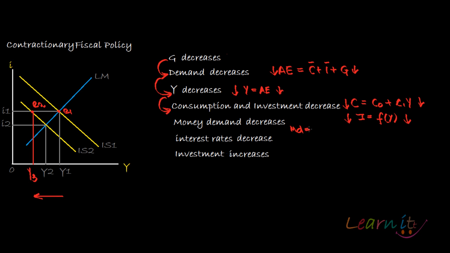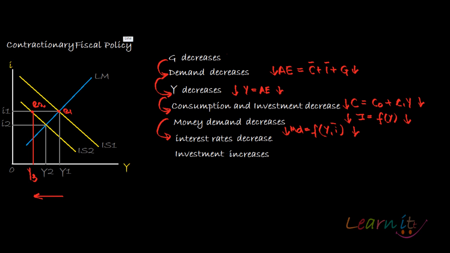Demand for money is a function of income and interest rates. Keeping interest rates constant, when Y is falling, it will lead to a fall in demand for money. When demand for money falls, interest rates would decrease. This we have done in the earlier recordings. Interest rates would decrease when demand for money is decreasing.